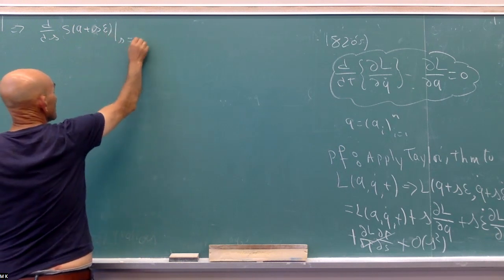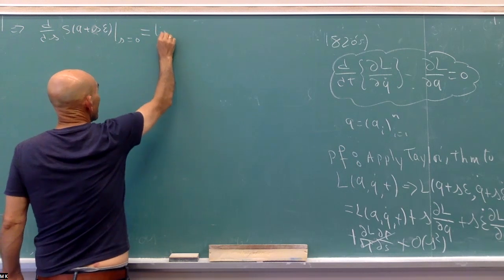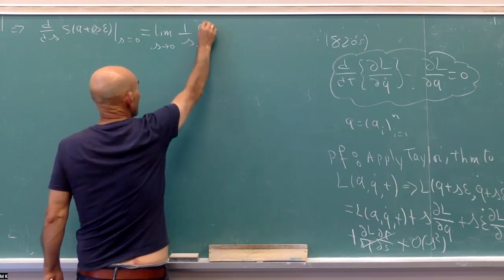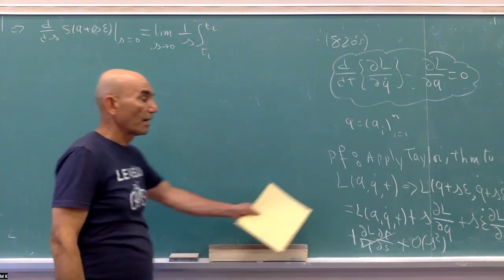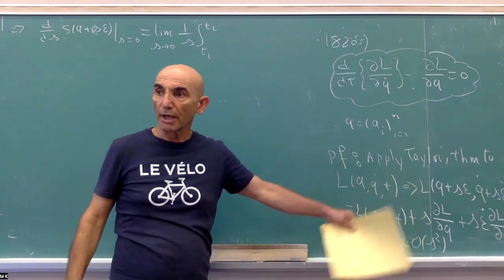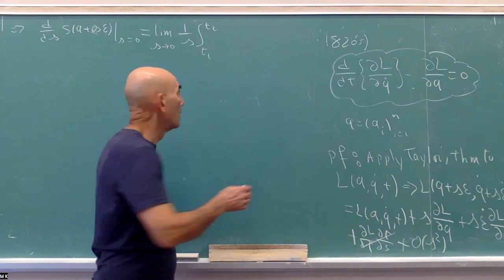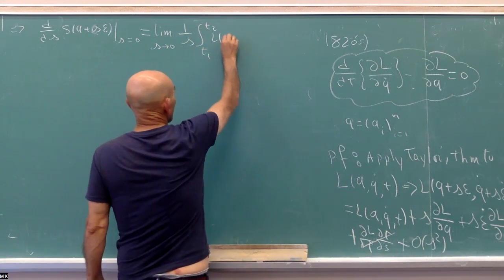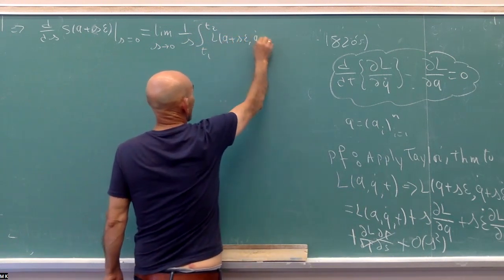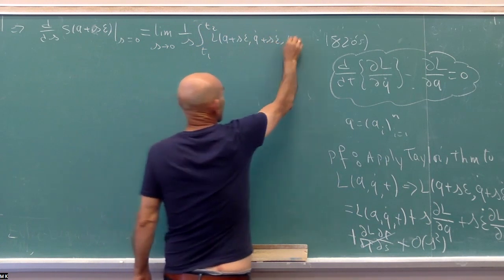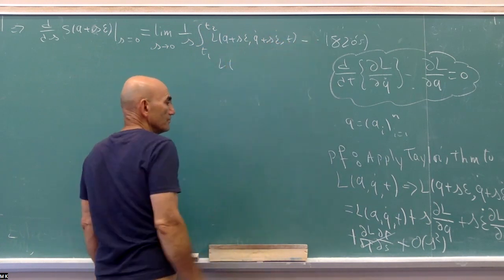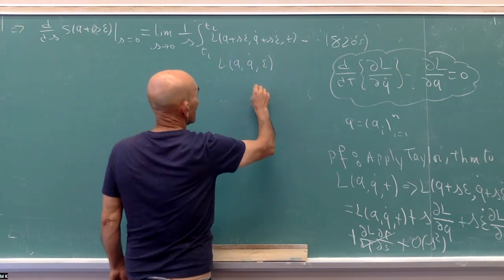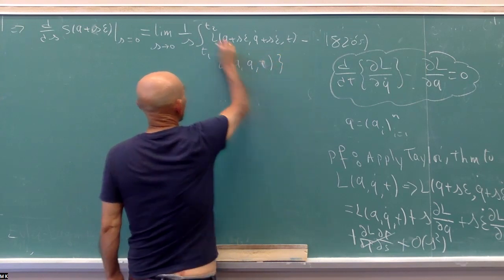At s equal to 0, this is equal to 1 over the limit as s goes to 0 of 1 over s, integral from t1 to t2. And then we have to put in the corresponding Lagrangians and subtract, right? Because S is the integral of the Lagrangian. So this is L of q plus s epsilon, q dot plus s epsilon dot, t, minus L of q, q dot, t.